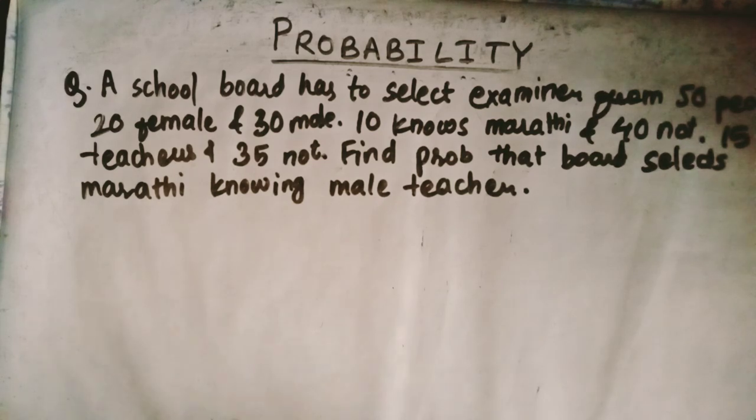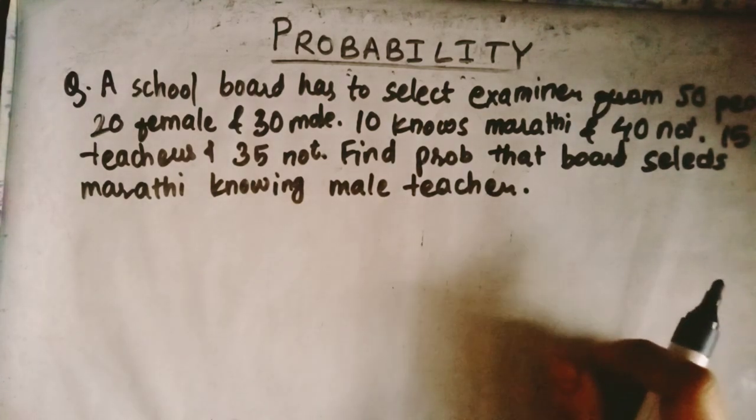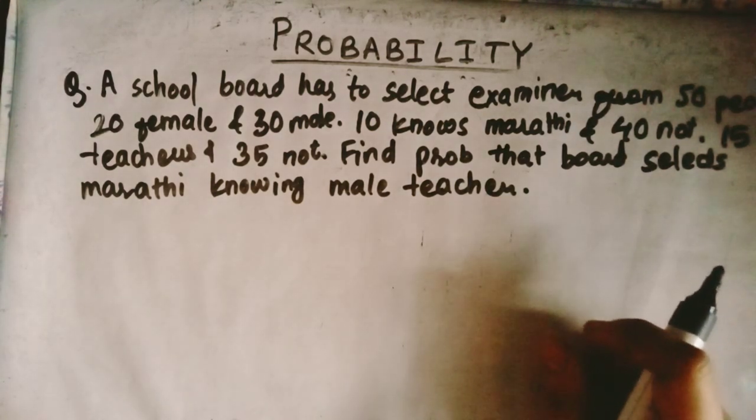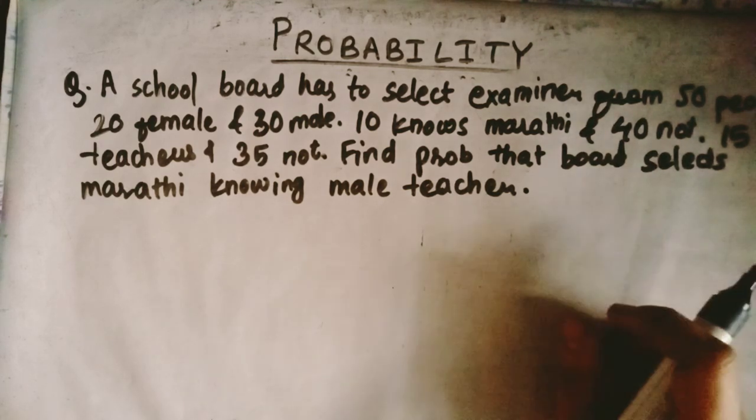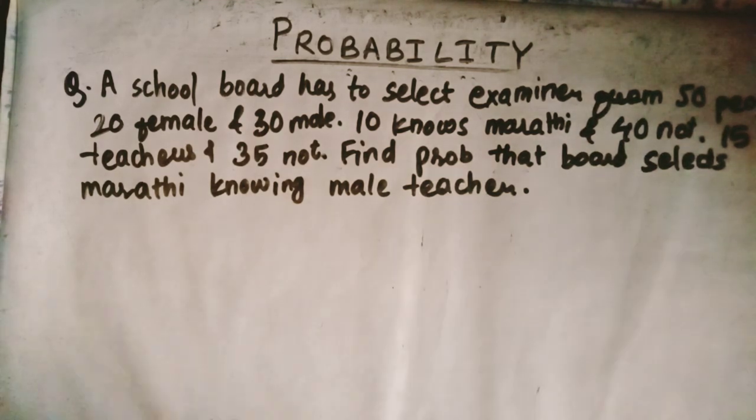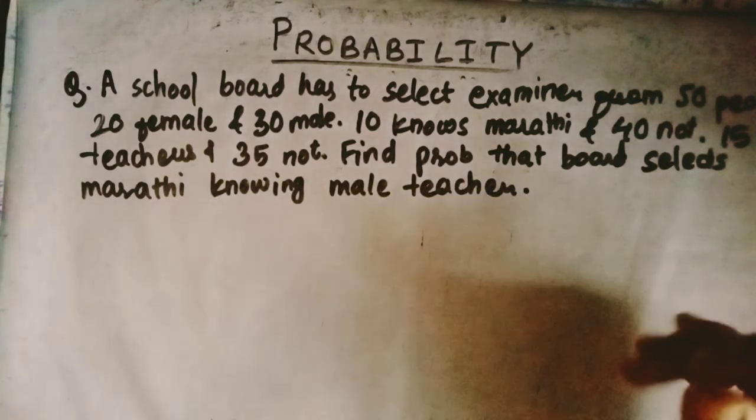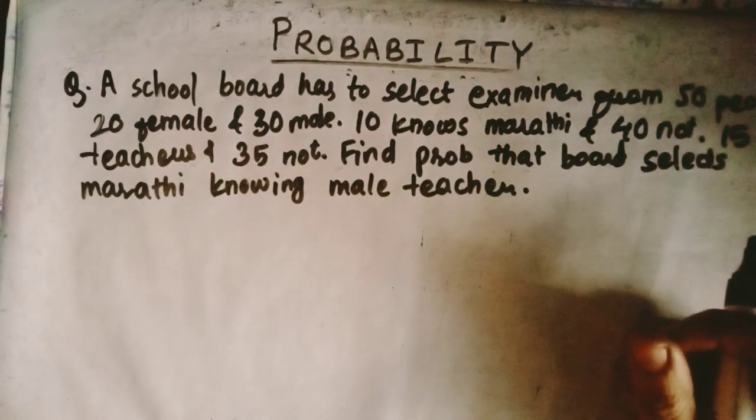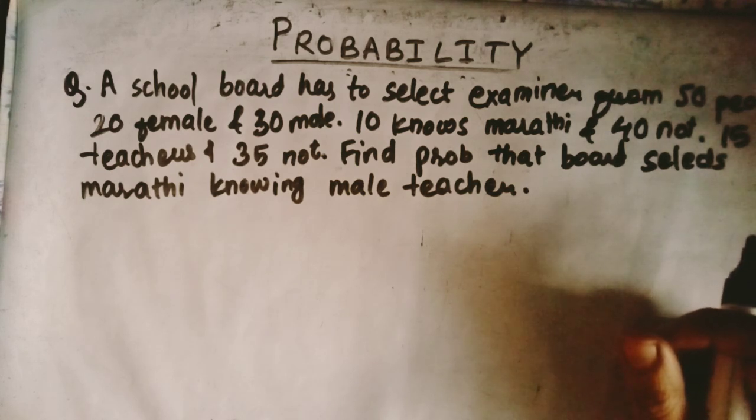So next question: a school board has to select an examiner from 50 people. In this, 20 are female and 30 are male. 10 know Marathi and 40 do not. 15 are teachers and 35 are not. Find the probability that the board selects a Marathi-knowing male teacher.